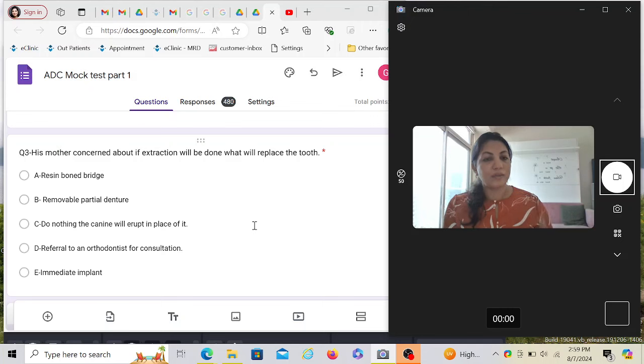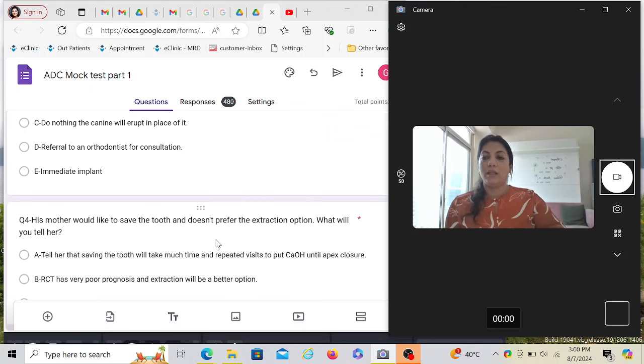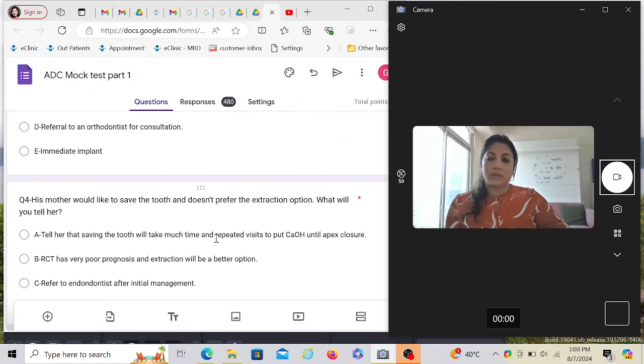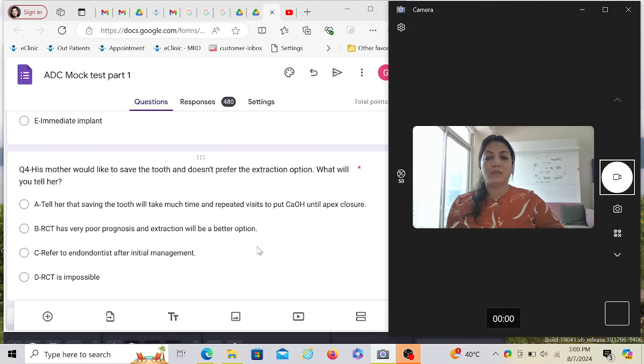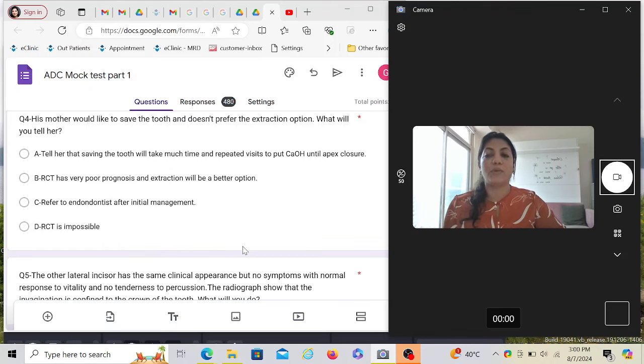You by yourself will not jump to save the space without letting the parent and the child know that there are other options also available. You understand that? So option D is the right choice. His mother would like to save the tooth and doesn't prefer the extraction option. What will you tell her?